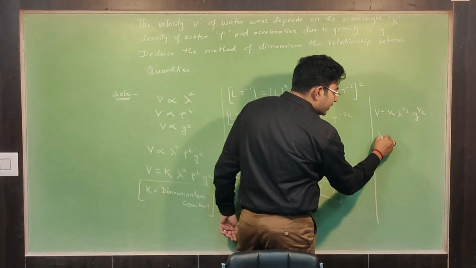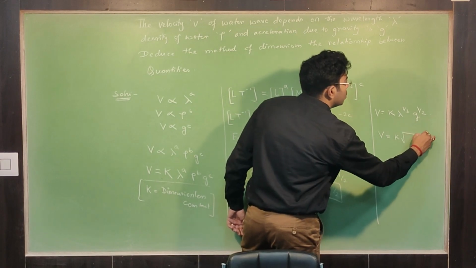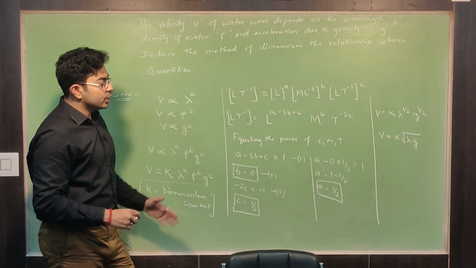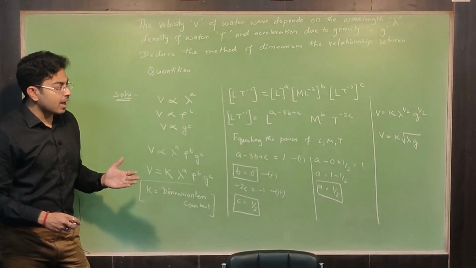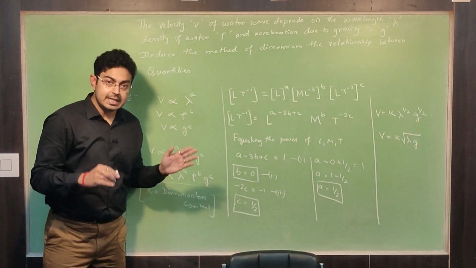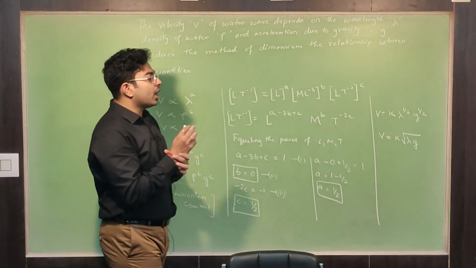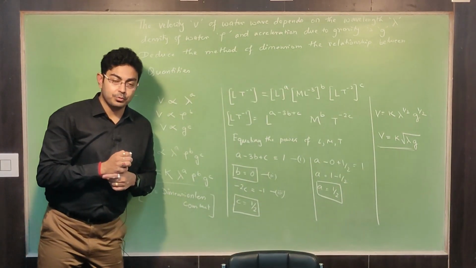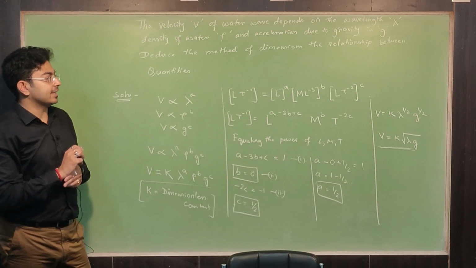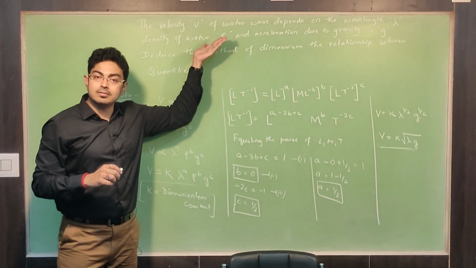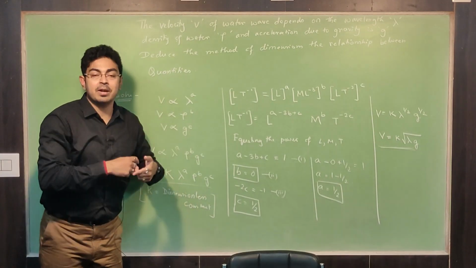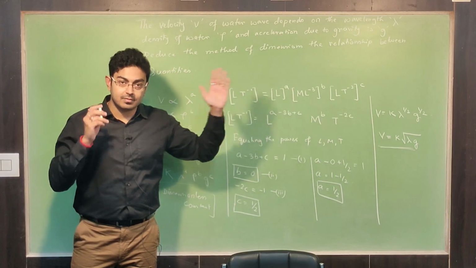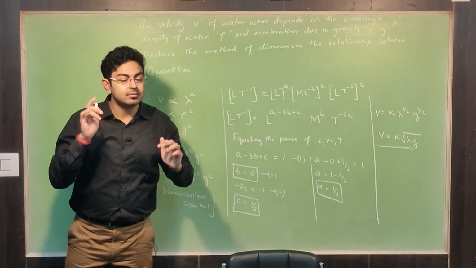So ultimately you can write V is equal to K root over lambda G. Why root over lambda G? Because lambda to the power half and G to the power half. Got it? Is it clear to all? So this is how we can derive the value of velocity with the help of dimensional analysis. This is the velocity of water wave, right? And with the help of dimensional analysis, we have derived this formula successfully. Understood? Any problem? Let me know in the comment section.